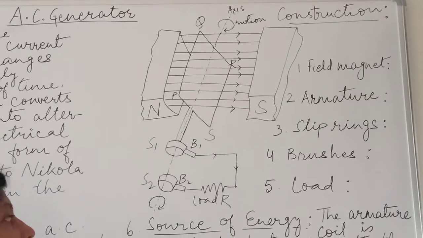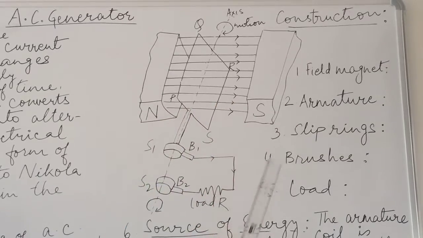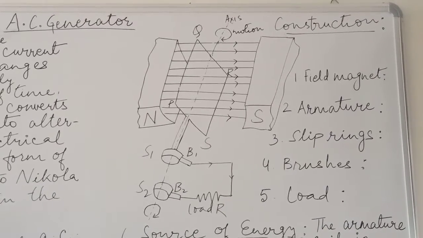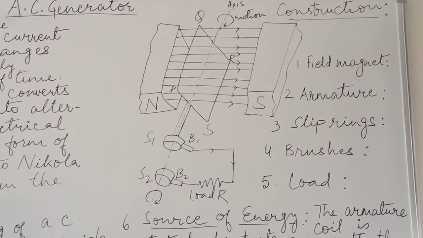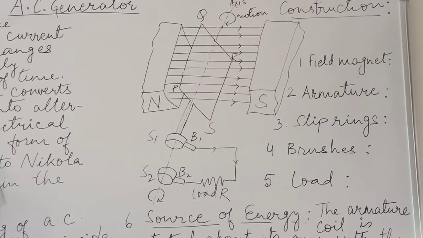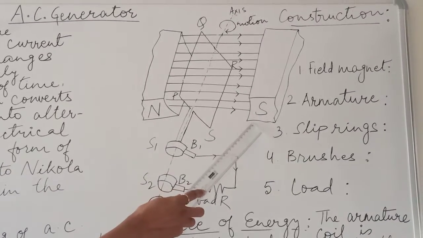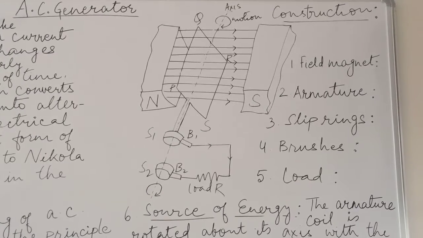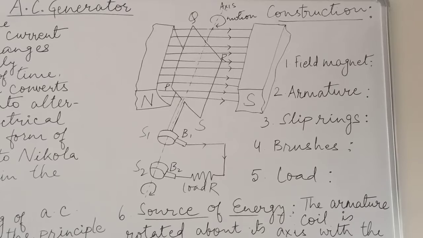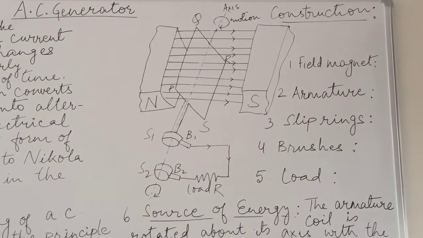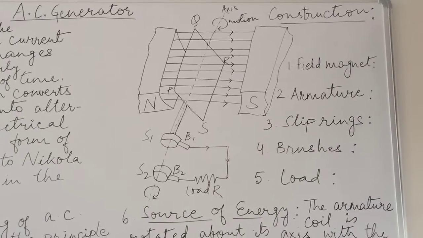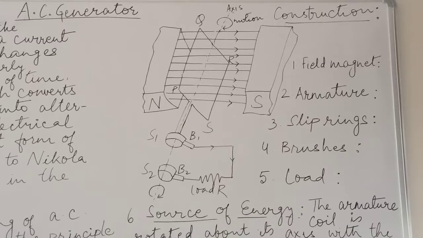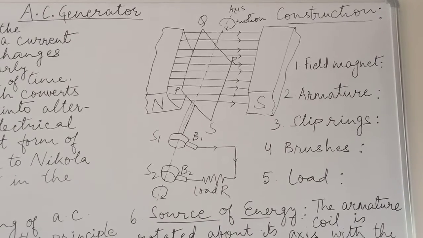Construction of AC generator. First of all, you see the diagram. It is a very simple diagram, and it consists of 6 essentials. They are field magnet, armature, slip rings, brushes, load, and source of energy. First one is the field magnet. It is a permanent magnet of horseshoe shape in a small dynamo, magneto, or it is a powerful electromagnet in a large dynamo. It produces a strong magnetic field in the region between its pole pieces.